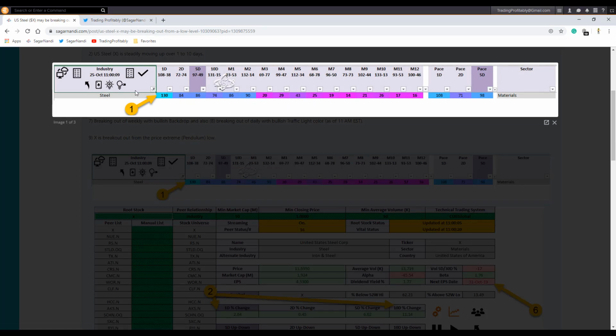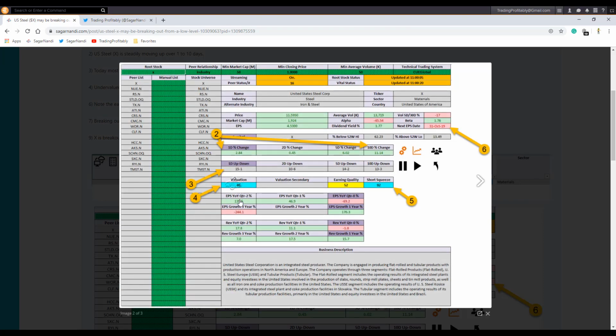The steel industry showed strength as of Friday. I shared it at around 11 a.m. Eastern Standard Time. The industry was turning around. In terms of fundamentals, X was also looking strong. Over multiple review periods, it was steadily going up. Most of the stocks were up on that day in the steel industry. It was an undervalued stock with a short squeeze potential.